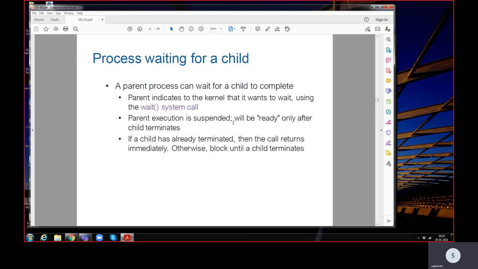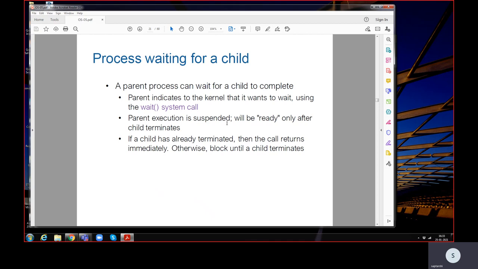The parent execution is suspended. Again, this is an example of the parent process voluntarily saying that I do not want to execute unless one of my children completes or one of my children is terminated. So here, the parent voluntarily gives up the CPU, the control over the CPU. So now parent execution is suspended.